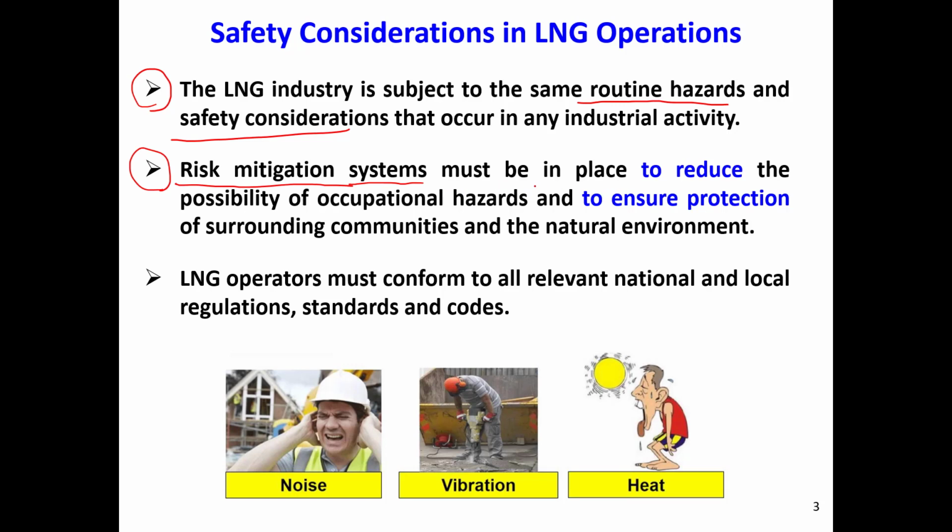So the risk mitigation system has to be in place to reduce any possible occupational hazard for our workers, as well as to make sure that we are protecting our surrounding communities and the environment. So the operators that are working in the LNG plant, the communities that are living around the LNG plants, and also the natural environment around the LNG plant, they have to be all protected.